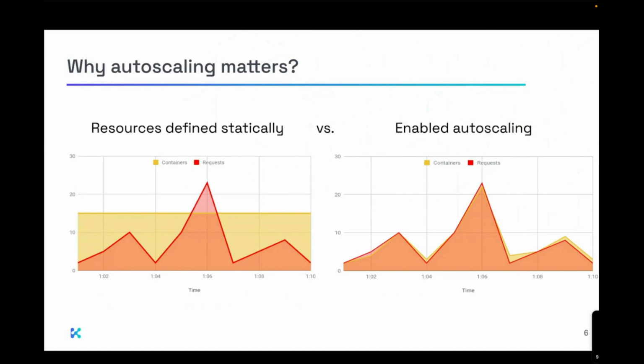If we define resources statically, you can see that sometimes we are over-provisioned, sometimes we are under-provisioned. So this is bad UX, or we are spending a lot of money. If we enable autoscaling, we should ideally get close to the diagram on the right-hand side, which is the state we would like to achieve. To achieve that, we need to configure autoscaling on both levels, on the cluster side and on the application side, because the application autoscaler is putting pressure on the cluster autoscaler to give us more nodes or reduce the number of nodes. So we should carefully configure both options.